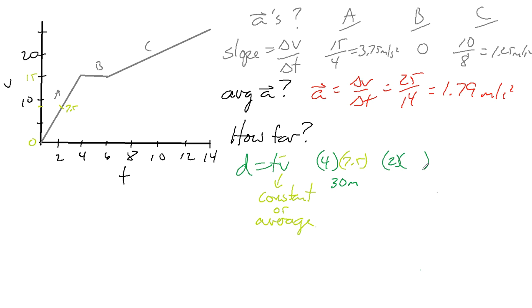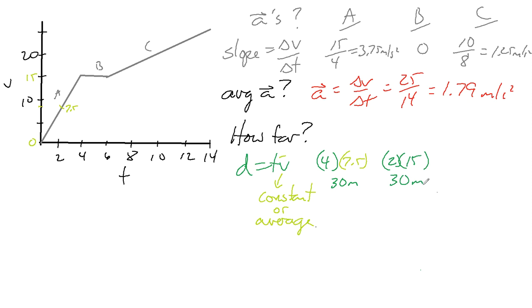Now, during part B, is the V constant or is it changing? Well, it's constant. It's at 15 the entire time. So I don't need to worry about the average. It's just 15. It's straight across at 15. So this stays as 15 meters per second. So 2 times 15 is another 30 meters.